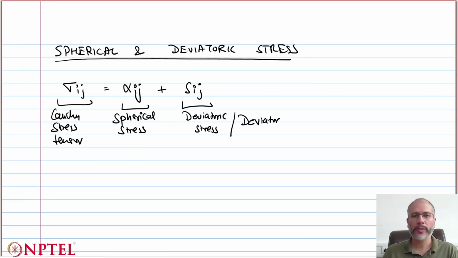Now, although we are doing this for the stress tensor sigma, we can do this split on any tensor. That is, we split it into a spherical part and a deviatoric part. So let's talk about the spherical part first.